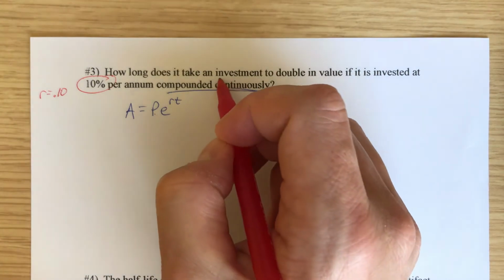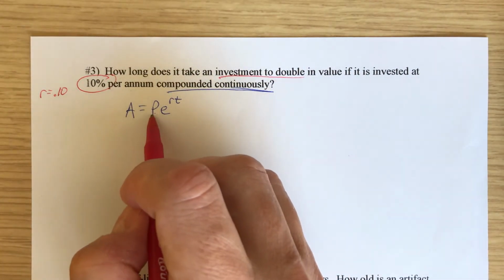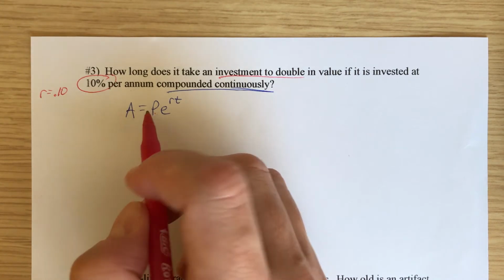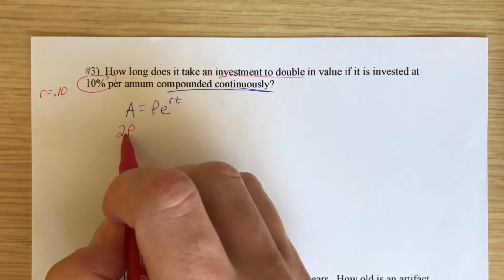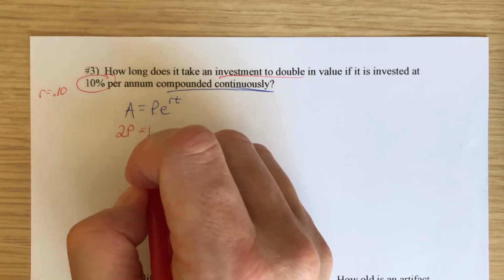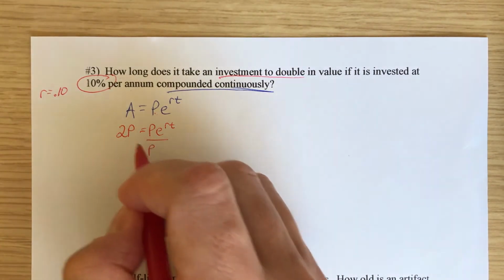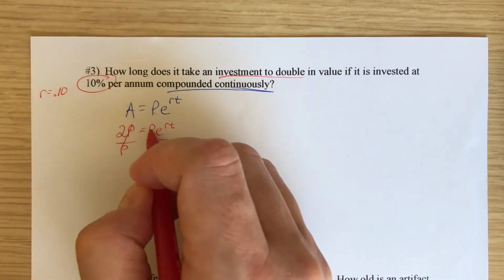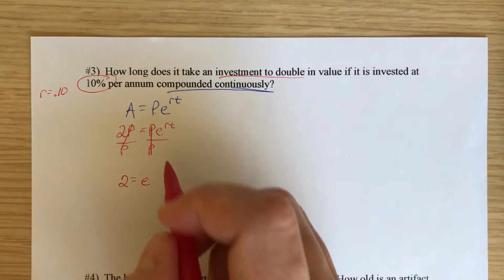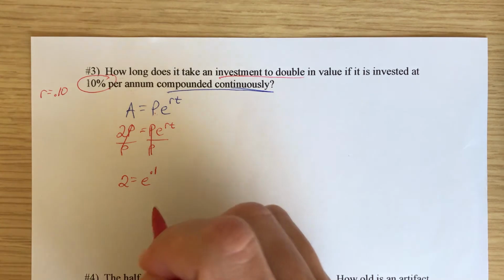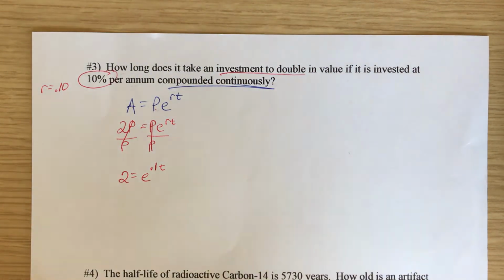The key is that the investment is going to double. So whatever we start with, whatever P is at the beginning, at the end of this time period, the amount will be twice that. It'll be 2 times P. And what happens is we can divide both sides by P, and what we get is 2 equals e raised to the, now we do know the rate, it's 0.1, it's 0.10 times t.